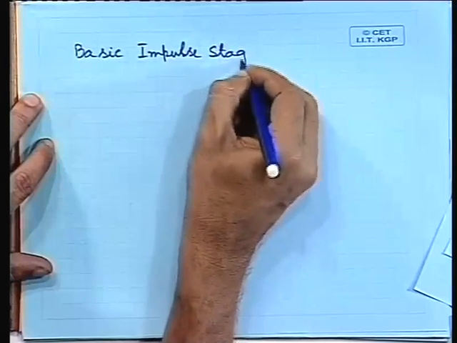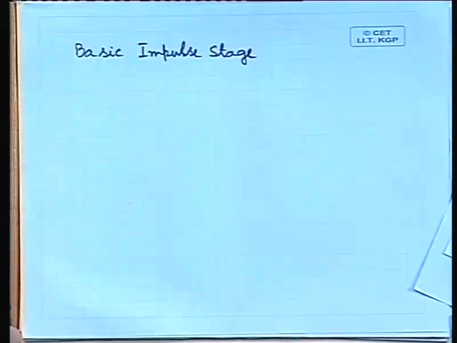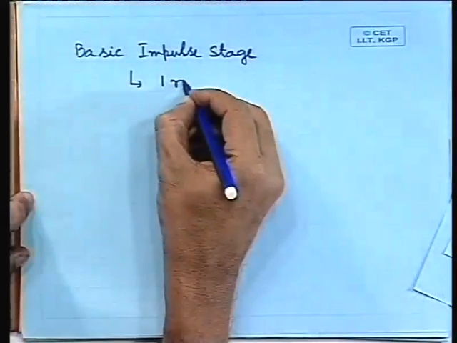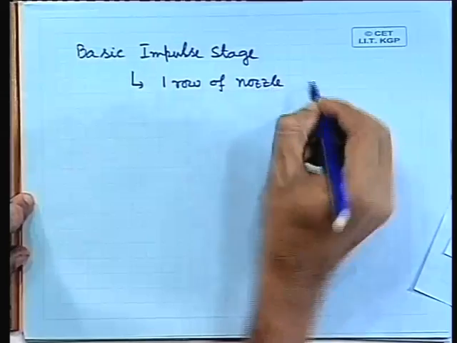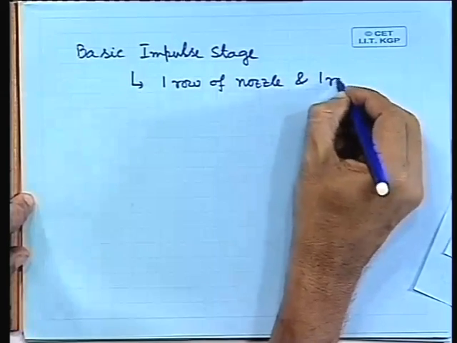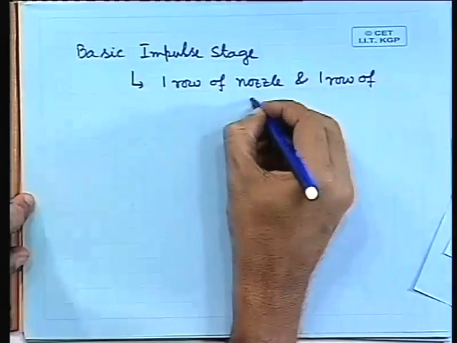So, what is a basic impulse stage? See, basic impulse stage is like this. We have got one row of nozzle and one row of moving blade. So, one row of nozzle and one row of moving blade.